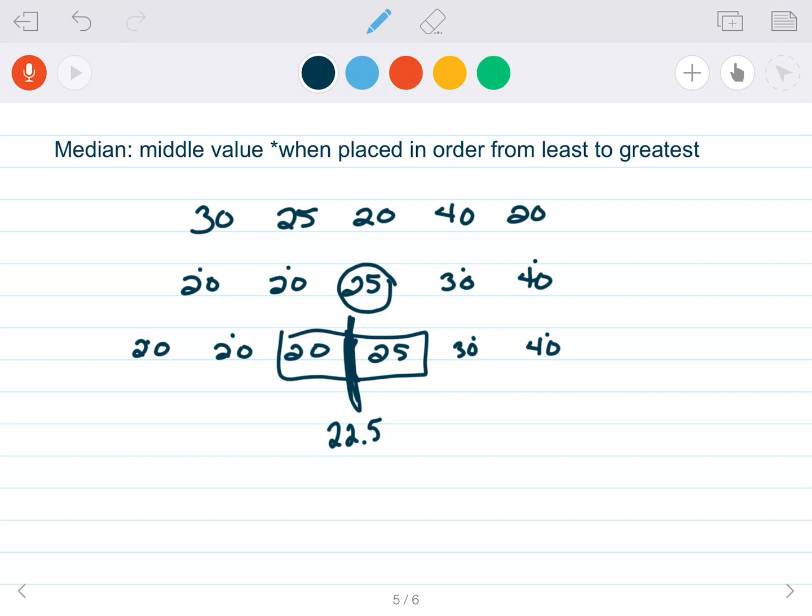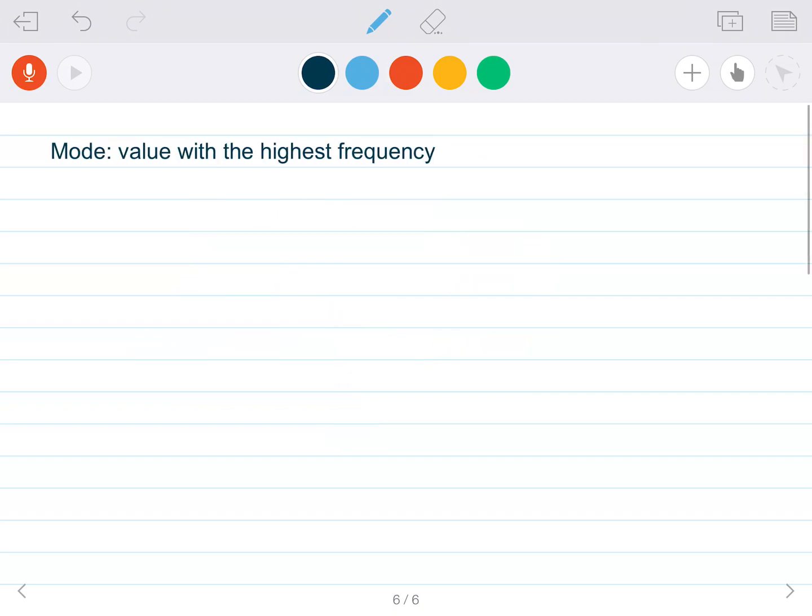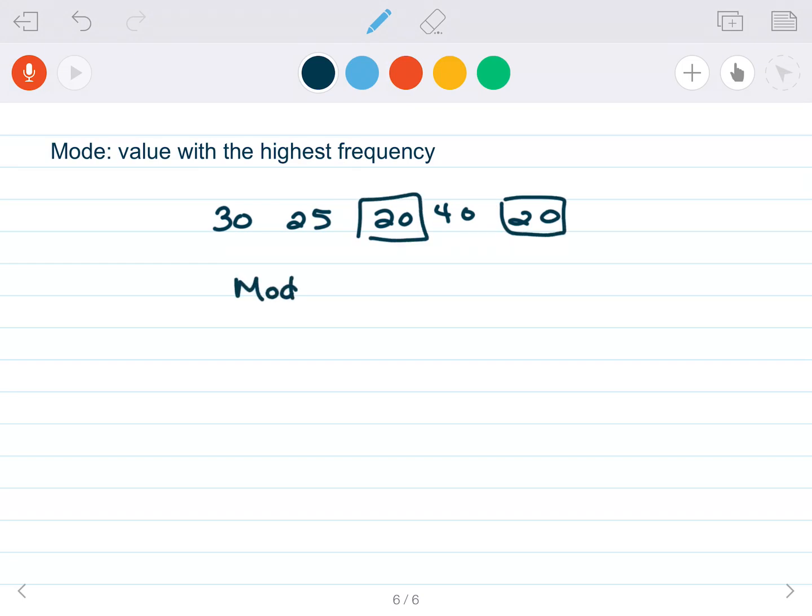All right, so far we've covered mean is the average, median is the middle number, and the last measure of center we're going to talk about is mode, the value with the highest frequency. So this one's pretty easy. Mode is the one that you see the most. So 30, 25, 20, 40, and 20. Now you'll see that there is 20 listed twice. So this has a mode of 20, right?